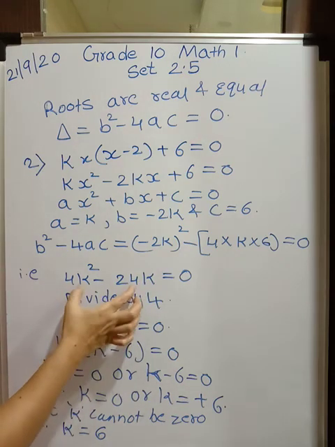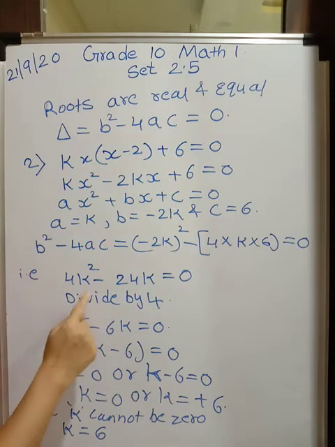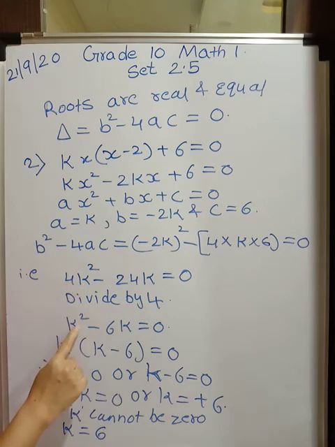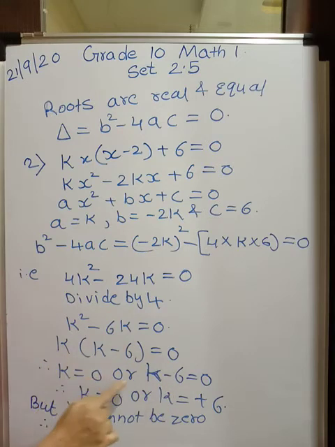Now here both the terms are not exact squares. 4k square is a square, but 24k is not a square term. So what I am doing, divide it by 4. If I divide it by 4, I get only k square over here minus 4 6s are 24, so 6k, is equal to 0. Now from this I can take k as common and in the bracket it will be k minus 6 is equal to 0. Here is a multiplication sign. These two product is 0. So either k will be equal to 0 or k minus 6 will be equal to 0. So you get k as 0 or k as plus 6.